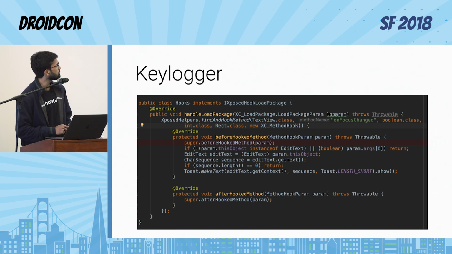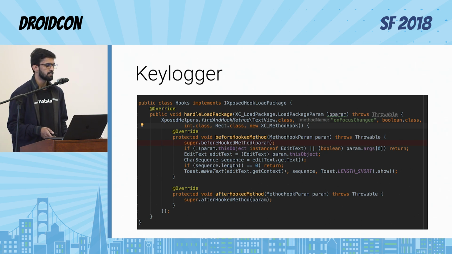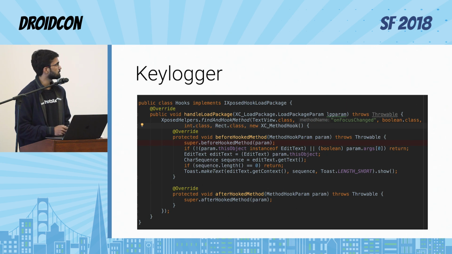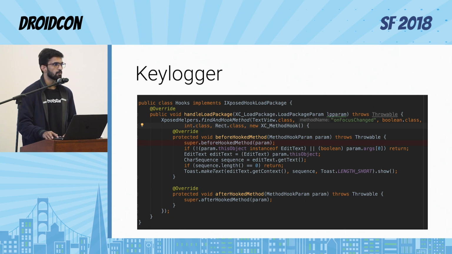Here, handle load package will get called for all the apps that are running on our system. So whenever any package is loaded, this is where I will put the hook. This is where I have put the hook for the on focus change method, and I just show the toast with the content of the edit text. So we got it. We got the username and password of all the apps in the compromised device.